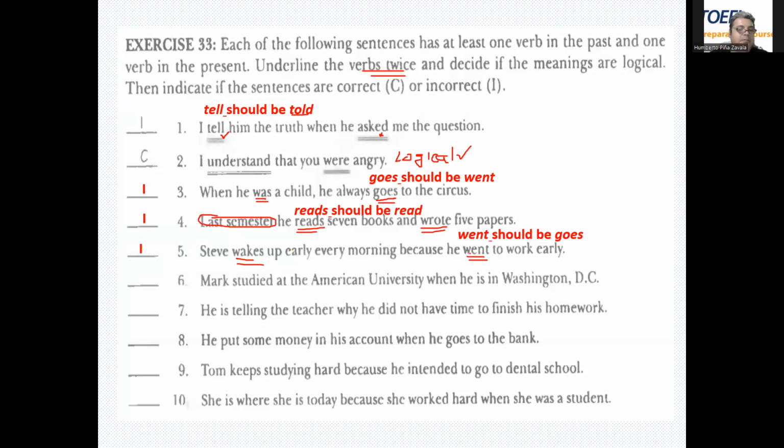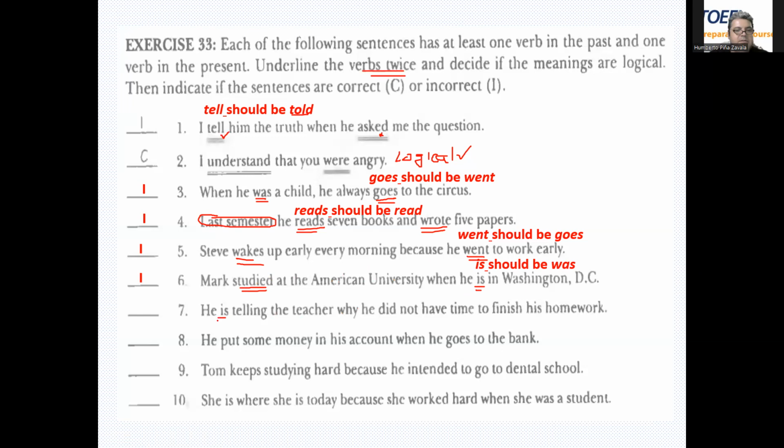So this is incorrect. Mark studied at the American University when he is in Washington, D.C., right? So again, past tense with present tense. It's not a logical sentence. This is incorrect. It should be: Mark studied at the American University when he was in Washington, D.C., at some point in the past.